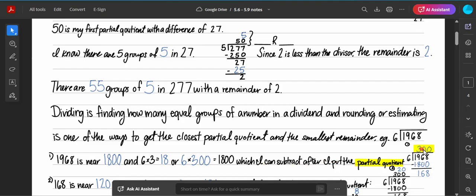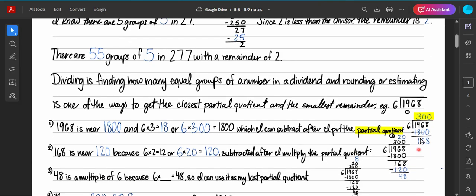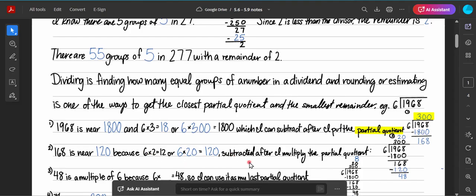So here, my first partial quotient was 300, and I put the 1,800 underneath, and I got 168 as the difference. 168 is near 120 because 6 times 2 equals 12, or 6 times 20 equals 120, subtracted after I multiply the partial quotient. So here, again, I put my 20, and then I put my 120, and I get 48.